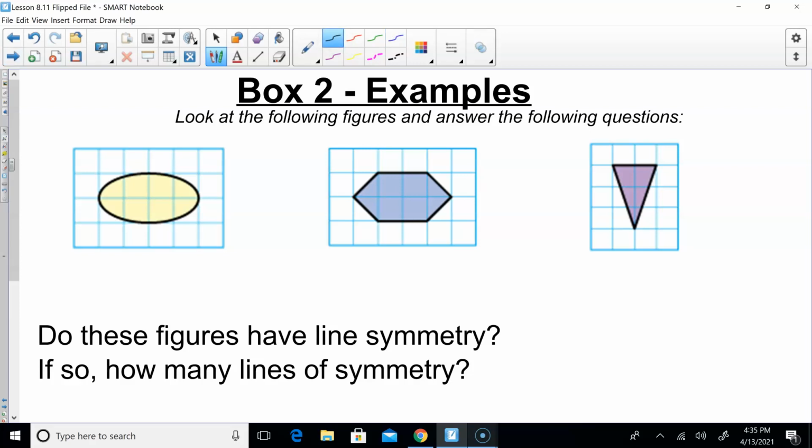The first thing I was thinking about the shape: can I cut it in half up and down? So notice if I go right here, this is the half. If I fold that over, would those two shapes match? The answer would be yes. This one does have line symmetry. And now is there another way?